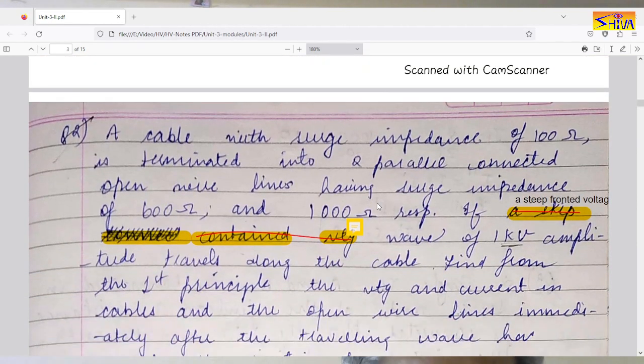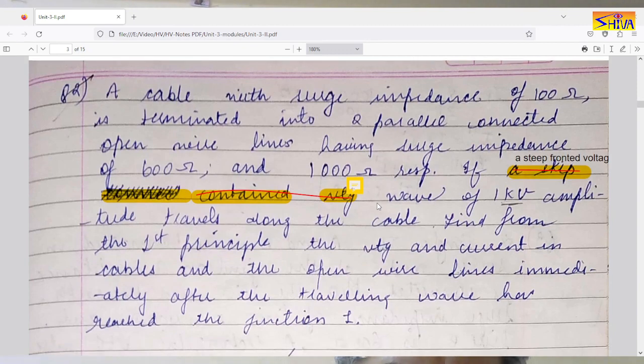Second numerical: a cable with a surge impedance of 100 ohms is terminated into two parallel connected open wire lines having surge impedances of 600 ohms and 1000 ohms respectively.